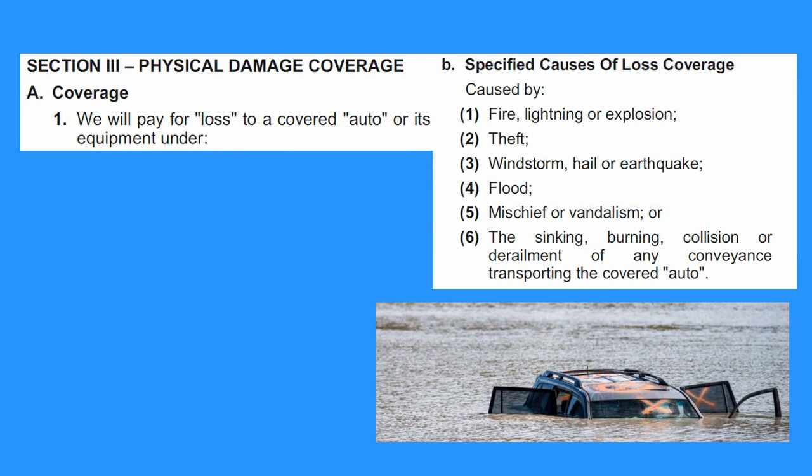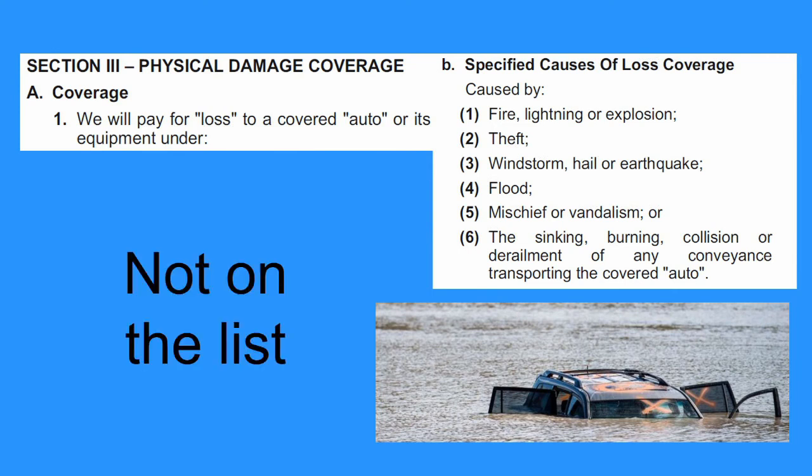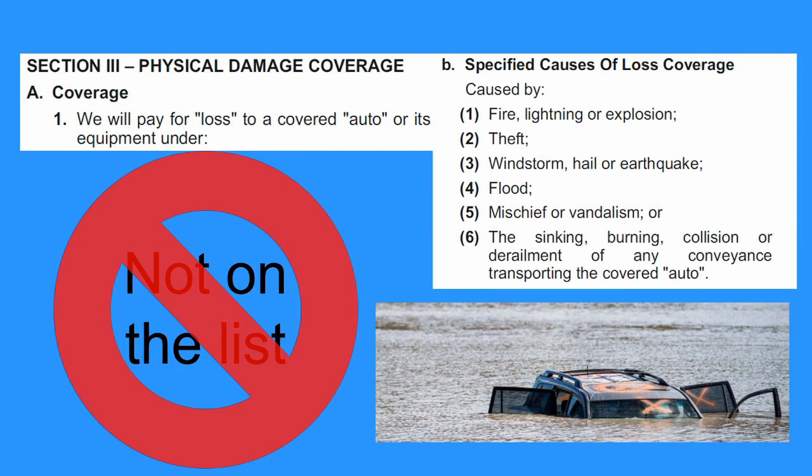The way to understand it is that while comprehensive coverage covers everything except what it doesn't, specified cause of loss only covers things that it specifically says it covers. These are fire, lightning or explosion, theft, windstorm, hail or earthquake, flood, mischief or vandalism, and sinking, burning, collision, or derailment of something that is carrying your car. If it's not on the list, it's excluded. A tree randomly falling onto your car, for example, would probably not be covered by specified cause of loss coverage, but would probably be covered by comprehensive coverage.